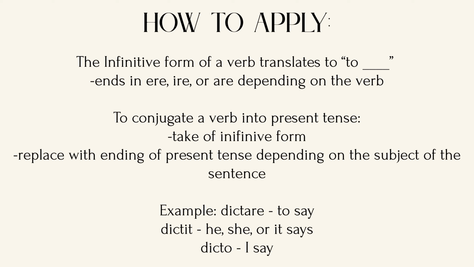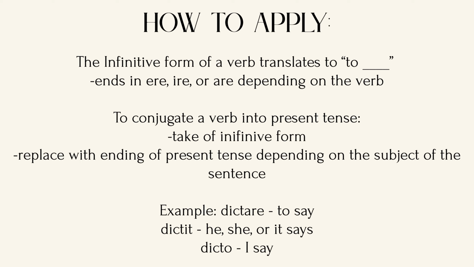How to apply conjugation of Latin verbs. So most Latin verbs come in the infinitive form, which means to blank, to teach, to throw, right? So it ends in ere, ire, or are, depending on the verb. So to conjugate a verb into present tense, you take the infinitive form on the end of the verb off and replace it with the ending of a present tense depending on the subject of the sentence.